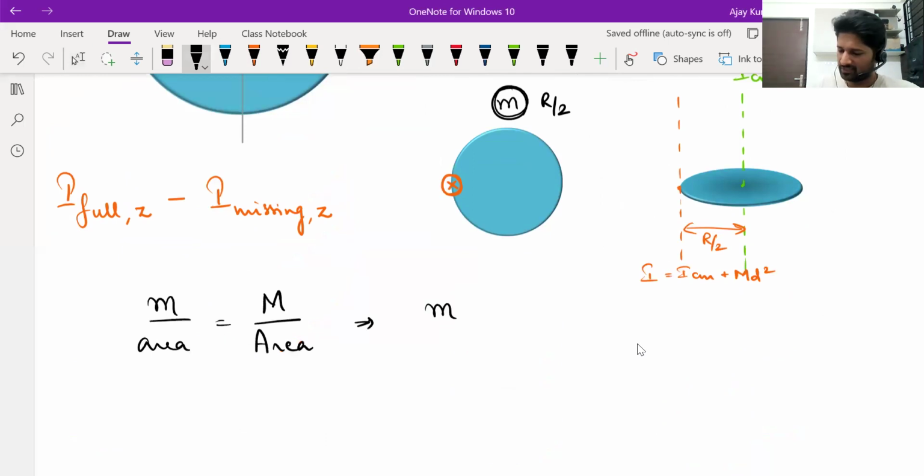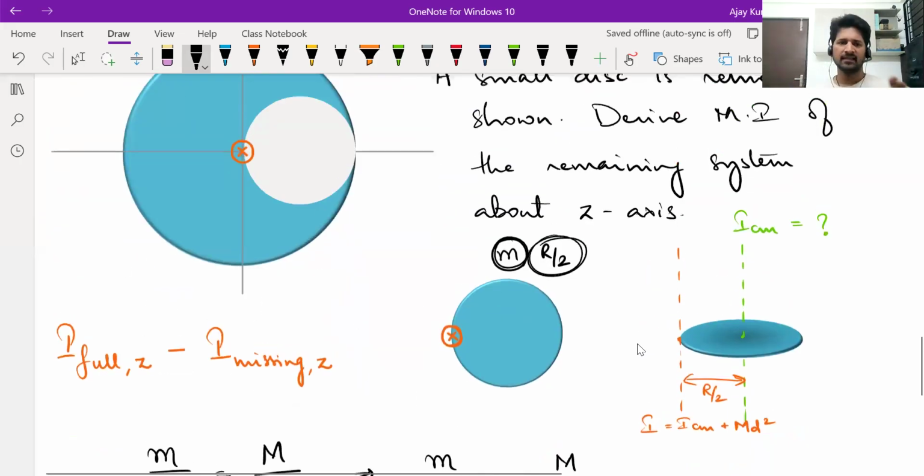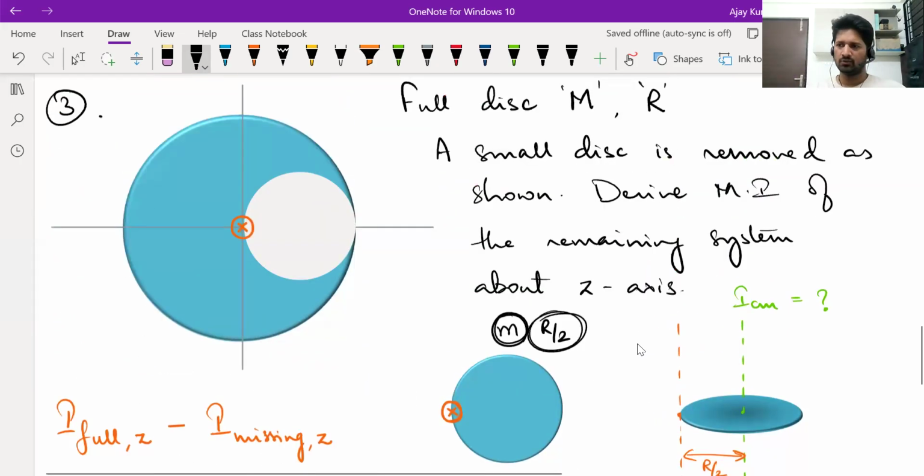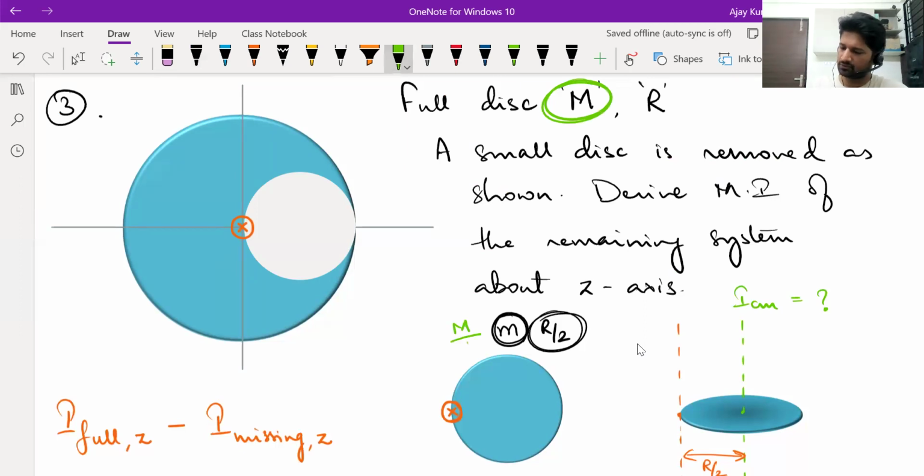Fine. So the mass of the small part divided by the small part's area, whose radius is r by 2, therefore its area will be pi into r by 2 squared, which is pi r square by 4, will be equal to total mass divided by total area. Or you can simply say it this way. Since the small disk's radius is r by 2, half of the full disk, its area will be 1/4 of the full disk. So if the full disk mass is m, then the small part's mass will be 1/4 of it. Because area is 1/4, mass also will be 1/4. So small m is capital M divided by 4.